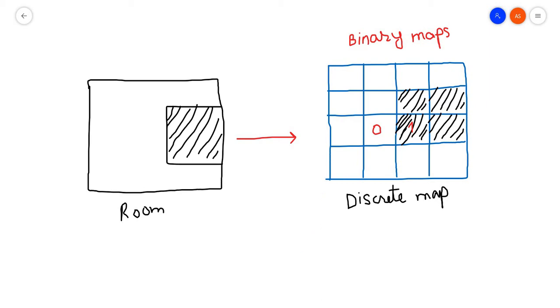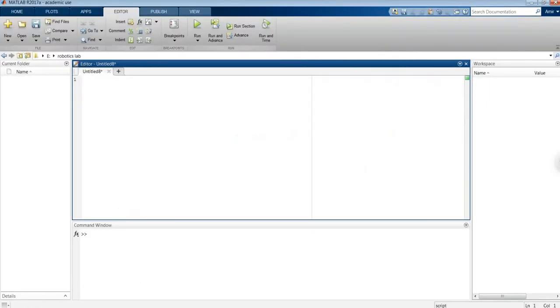So let's move to the Matlab software, and we shall write a simple program today in which we can create a map in the form of a matrix, and then also visualize this map graphically. So these are the two objectives of today's lab. So let's start.